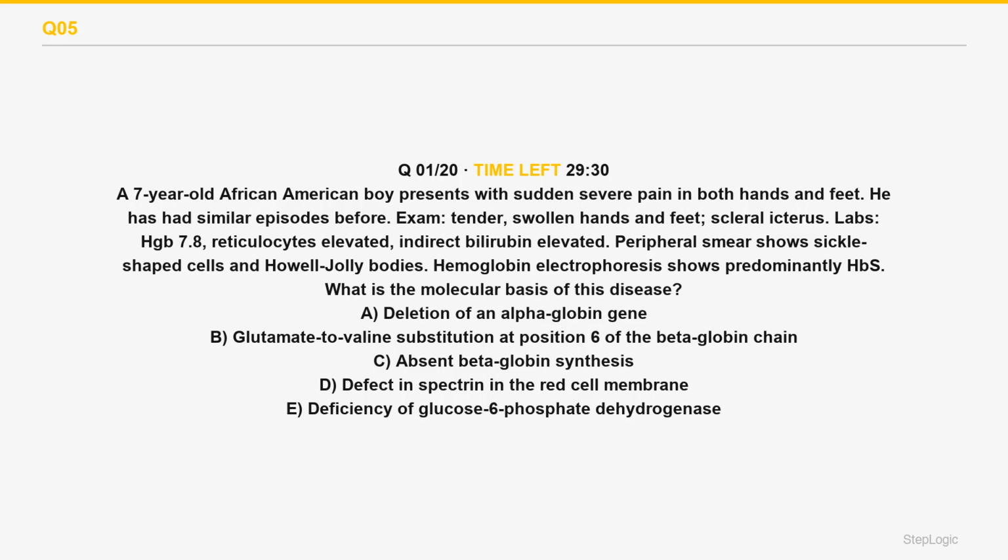Read the command: molecular basis. Recurrent pain crises, dactylitis, hemolytic anemia, sickle cells, Howell-Jolly bodies, HbS on electrophoresis. Sickle cell disease.